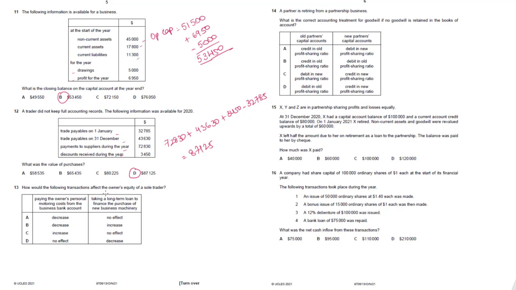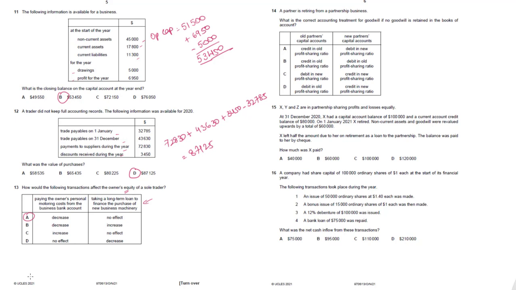How would the following transactions affect the owner's equity, which means capital, of a sole trader? Paying the owner's personal motoring cost from the business bank account. This is the drawings. This will decrease the owner's equity. Taking a long-term loan to finance the purchase of new business machinery. This does not affect the owner's equity in any way.